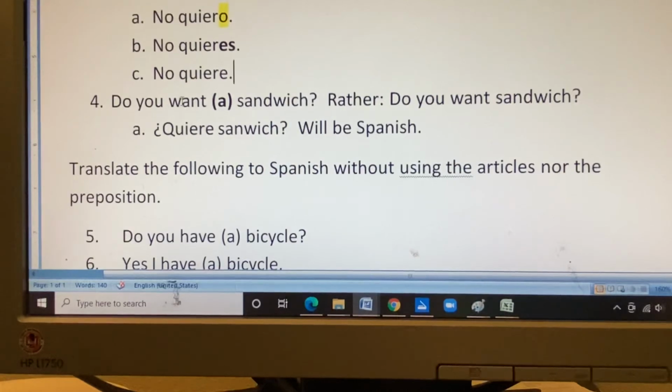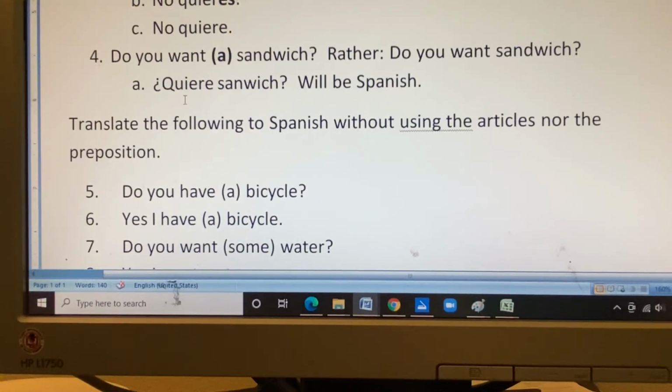Okay, let's look at number 4. Number 4 is asking, do you want a sandwich? That's the way we would say it in English. We have the A here. But in Spanish, it would just be, do you want sandwich? That's the only thing you would say in Spanish.